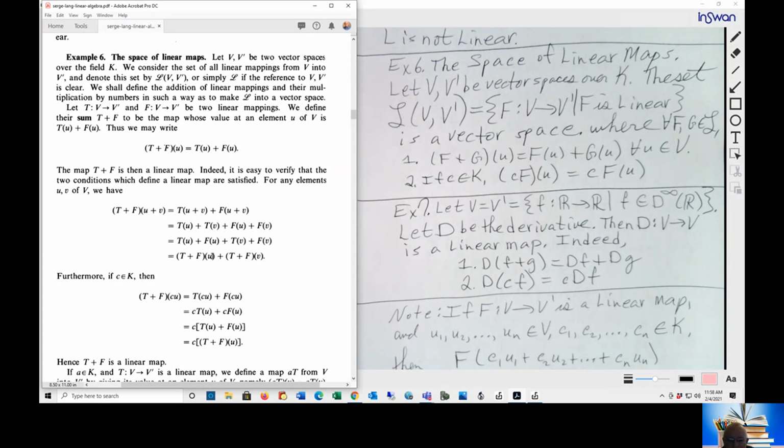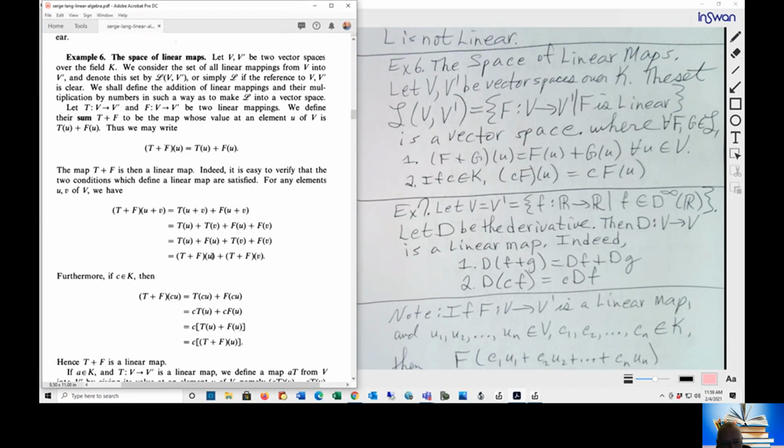Now, this set of linear mappings is a vector space with the usual definitions of addition and scalar multiplication of functions. So if F and G are linear mappings in L, then with the usual definition of addition and multiplication by scalars, (F + G)(u) equals F(u) + G(u) for all u in V. And when c is a scalar, (cF)(u) is c times F(u).